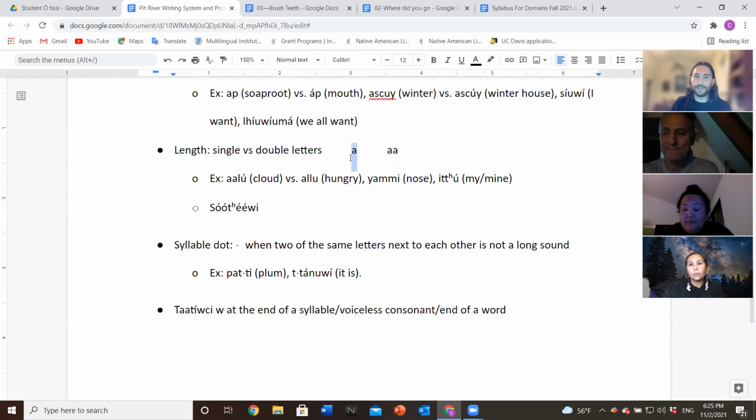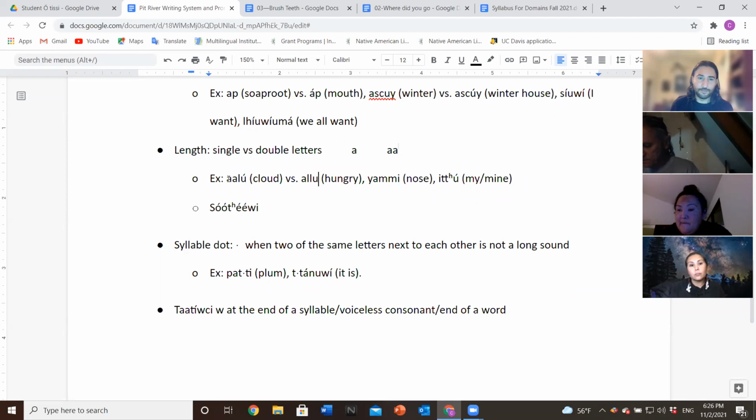So here you see 1 A, that would be ah. Then here you see 2 A's, and that would be ah. So ah versus ah. So it can be a small difference if you're not paying attention to it. But yeah, we have to pay attention to that. And so I have some examples of how that length can change the word.